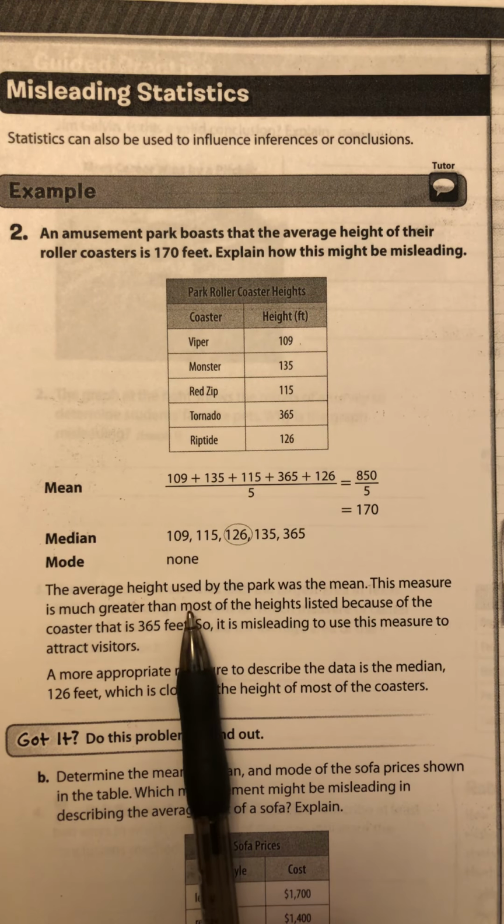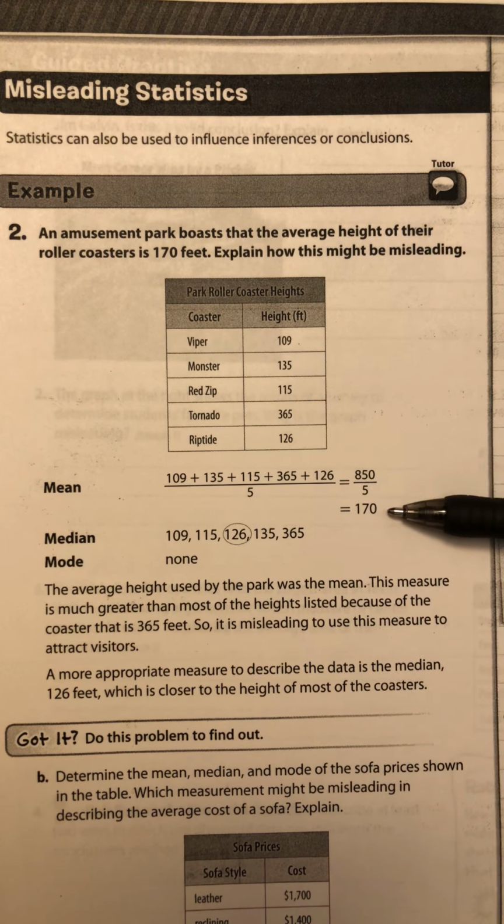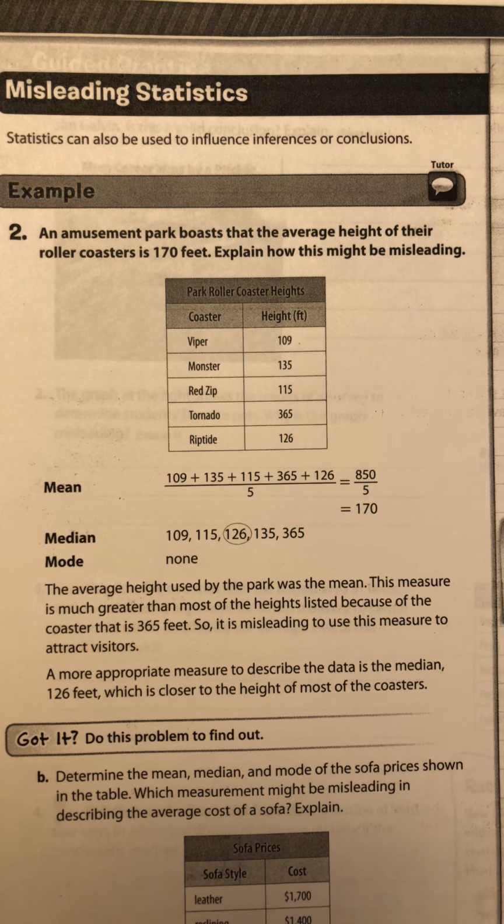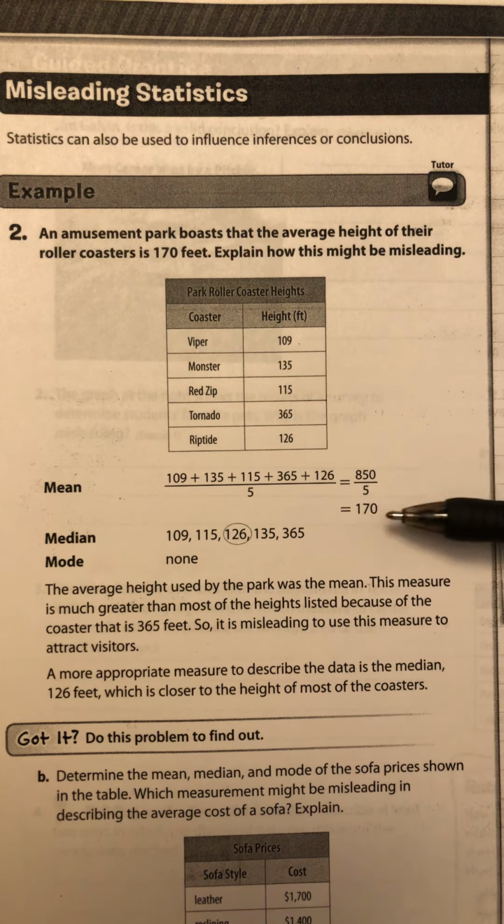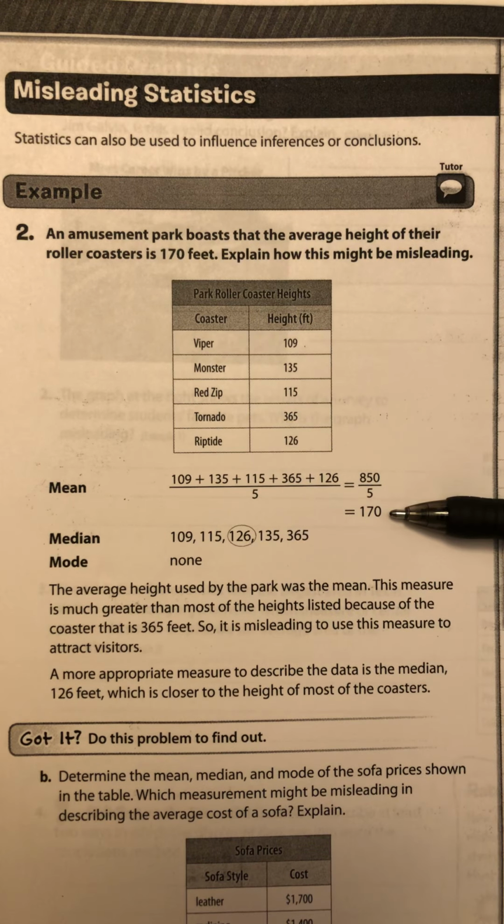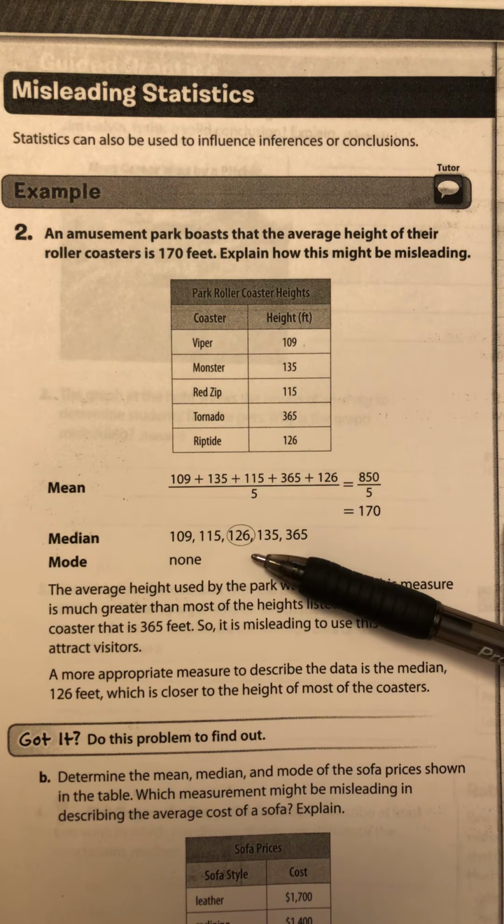So the average height used by the park was the mean, that's where they got it. And this measure is much greater than most of the heights because of the coaster right here. The tornado is 365 feet. So it's misleading to use this piece of data. This would be more accurate.